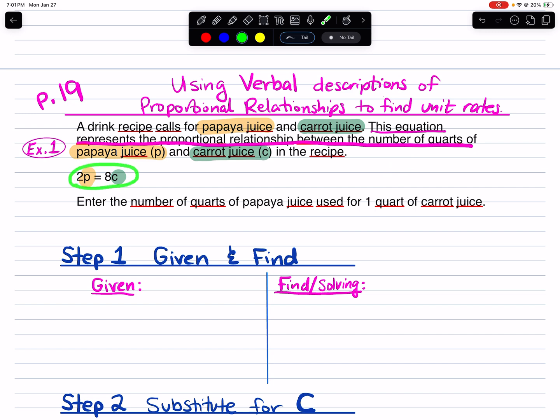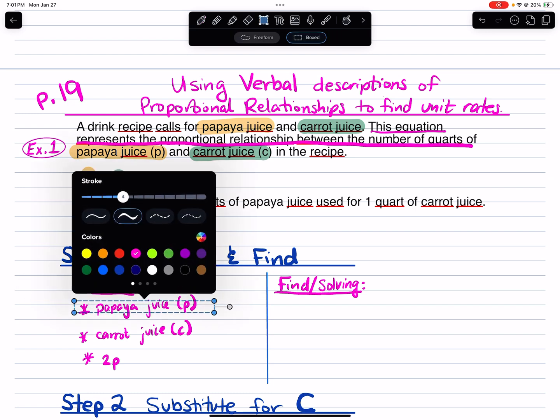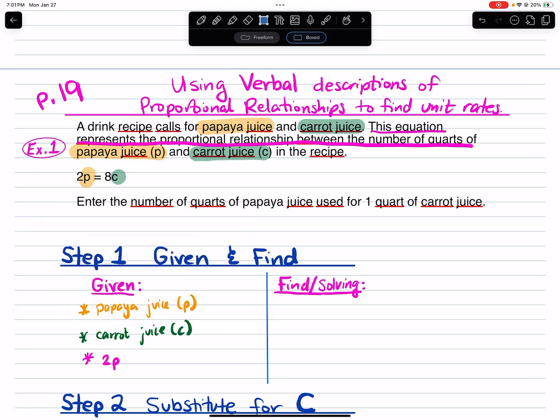Now, this is the equation. So given to us was an equation. So first, we know that papaya juice is the letter P, and carrot juice is the letter C. There you go. And then we also have an equation, 2P. And I'm going to change a couple colors. Papaya juice, we'll make that orange. And then carrot juice, we're going to make it dark green. There you go. And now we have the equation 2P equals 8C.